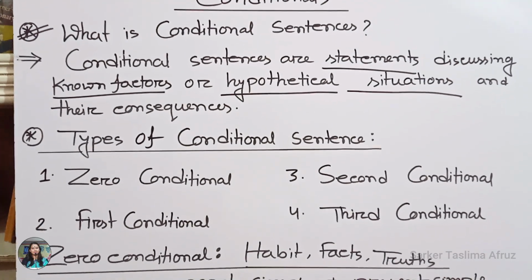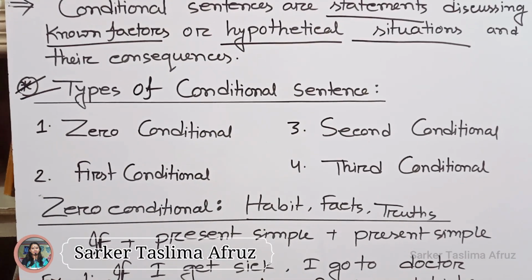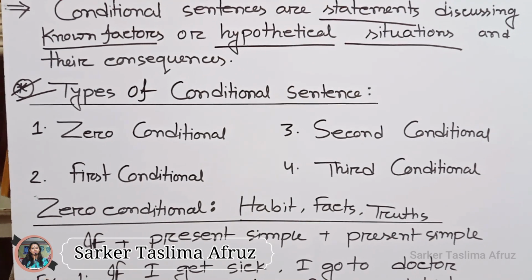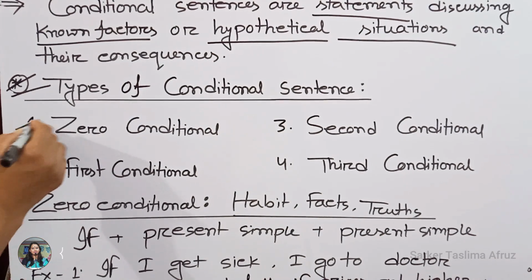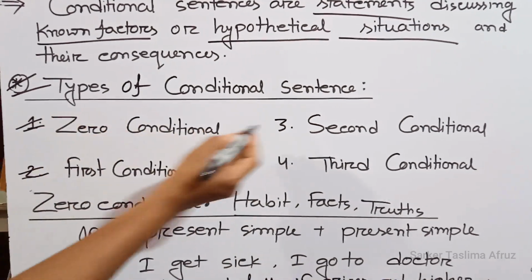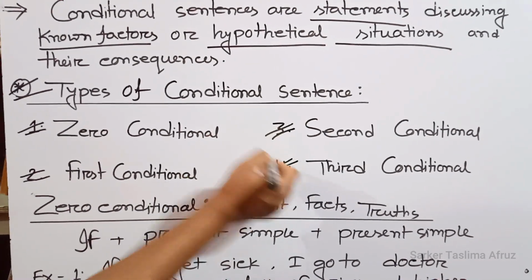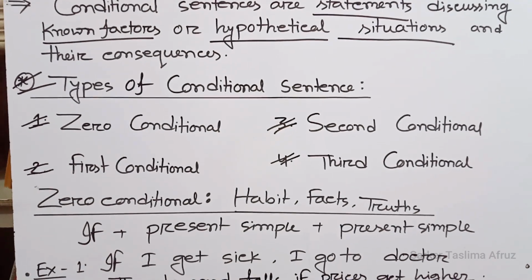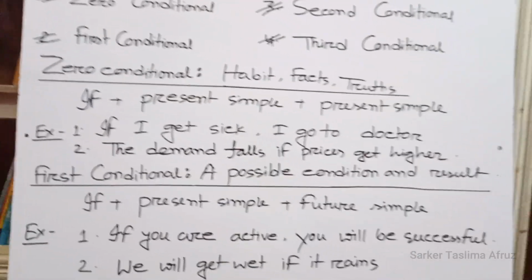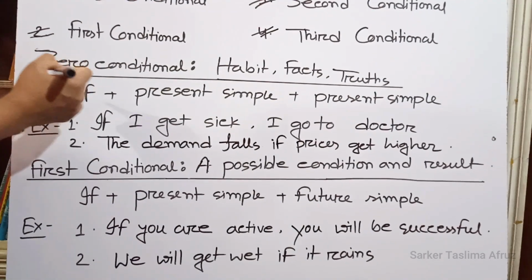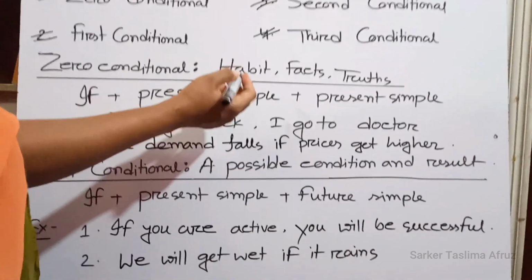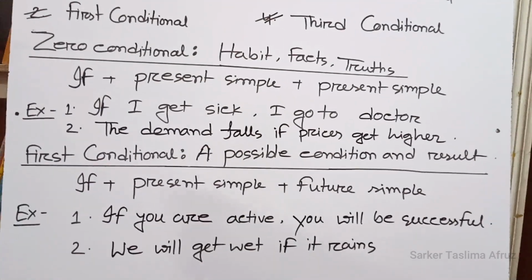Now, a very important part, that is types of conditional sentences. Yes, dear students, in English grammar, there are 4 types of conditionals and the names are: zero conditional, first conditional, second conditional, and third conditional. We want to start with zero conditional. I didn't write the definition here, but in brief I mentioned where to use zero conditional. That is, zero conditional is basically used to mean habit, facts, or truth.